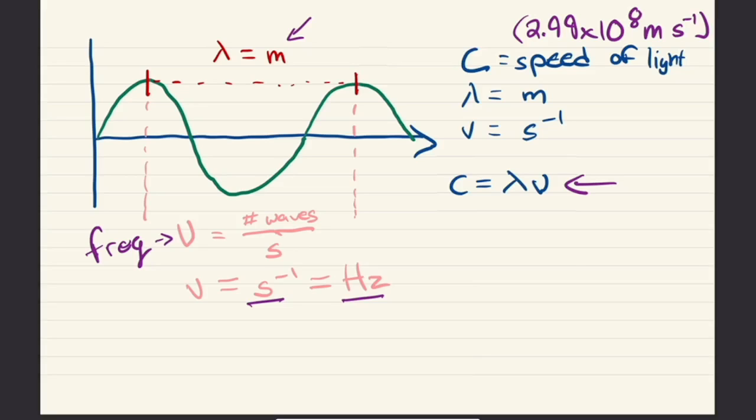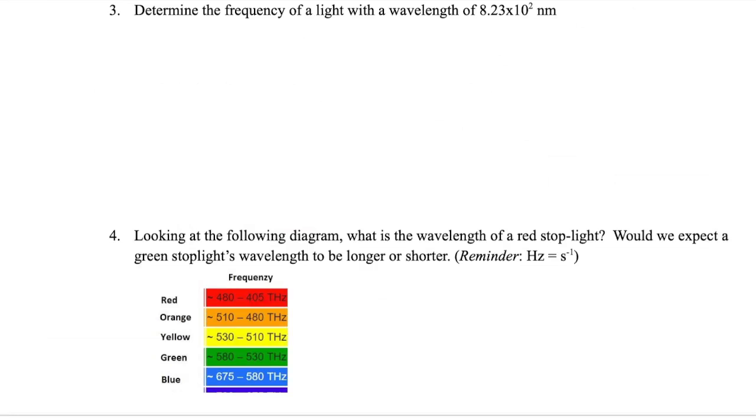So let's take a look at question 3 on the in-class worksheet, which states, determine the frequency of a light with a wavelength of 8.23 times 10 to the 2 nanometers. Keywords here: frequency, wavelength, and the value of 8.23 times 10 to the 2 nanometers. Remember, we always may have to convert. Now, we already have it in scientific notation, so that should help us.